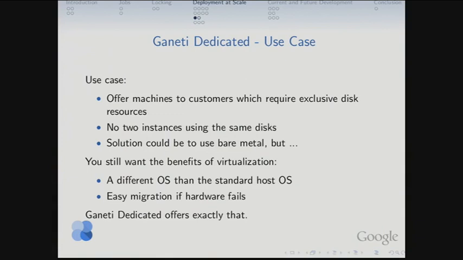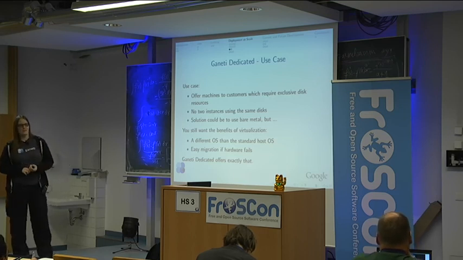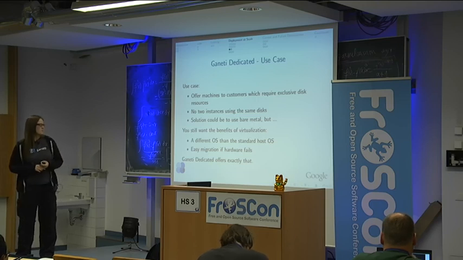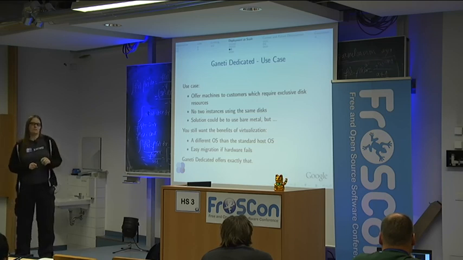Another use case that we encountered was sometimes you want to have virtualization, but not quite all of it. So we have teams that wanted virtual machines, but they don't want to share the disk. They don't want their virtual machine to get in trouble when some other virtual machine running on the same disk is doing high IO load, so they won't be affected by other services. For this, you could say, okay, I just give them bare metal and they have only their machine. But of course, you might still want to have the benefits of virtualization. They might need a different operating system than your standard operating system, and you still want to be able to migrate it easily, but you still want to make sure that not two virtual machines use the same disk.